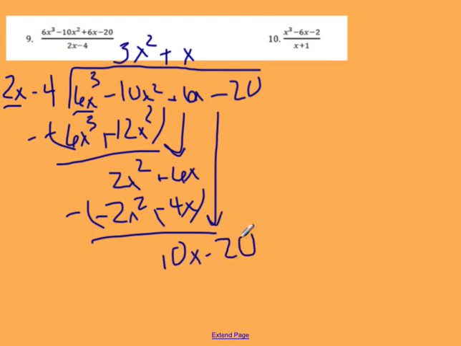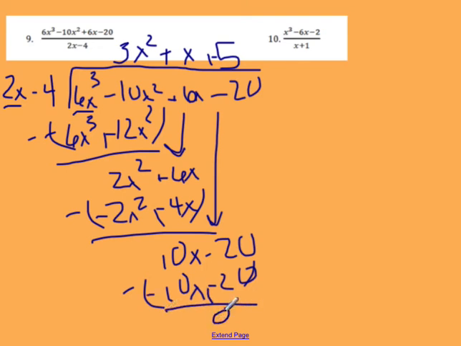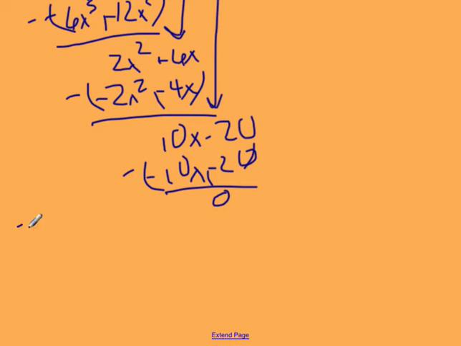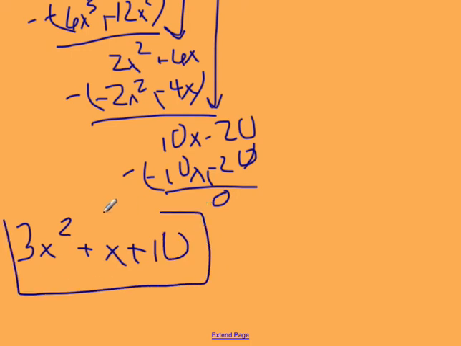So what do I need to multiply 2 by to get to 10? And that's just going to be 5. So 2 times 5 is 10. Negative 4 times 5 is negative 20. So we're going to go ahead and subtract that off, and when I do, I change the signs of everything and end up getting a remainder of 0. So then my final answer is what's on top, and there's no remainder, so I don't have to write it. So my final answer is 3x squared plus x plus 10.